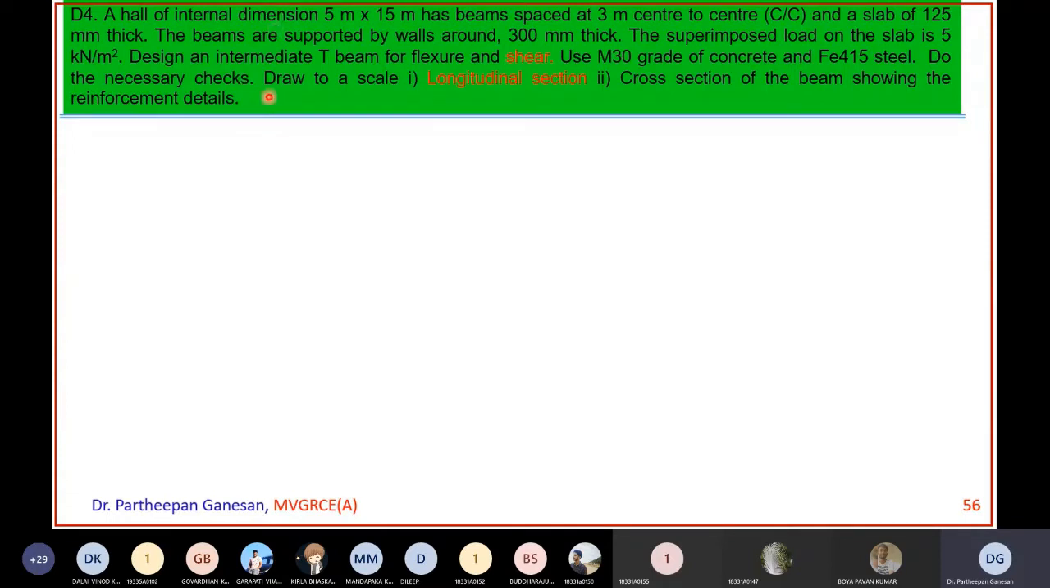So like this only, in your end semester examination you will get a question. It will be of 24 marks and you have to draw to a scale longitudinal section and cross section. The design for shear we will see in the next class. Next class means the next unit. We will take up this same problem while doing the shear design. So right now we are going to do only the design of the intermediate T-beam for flexure alone. Okay. Now you see the given data.